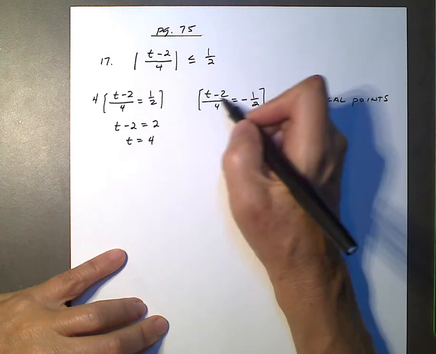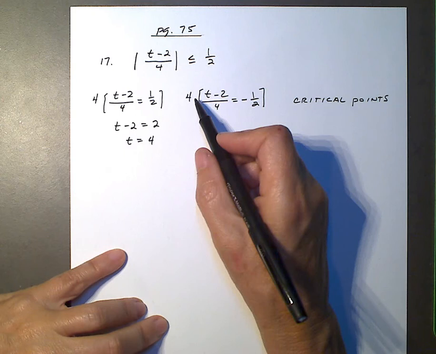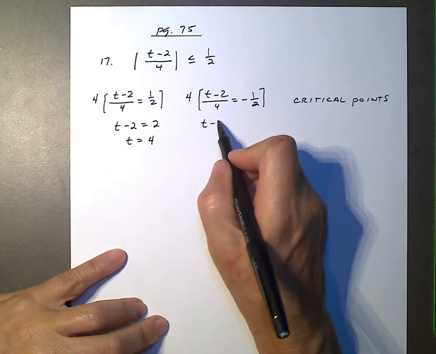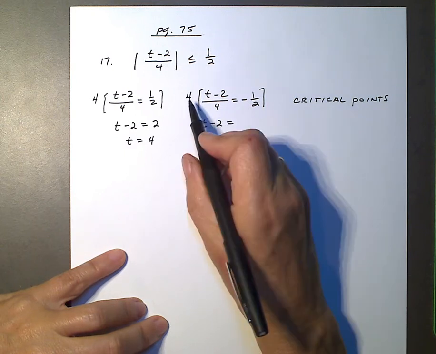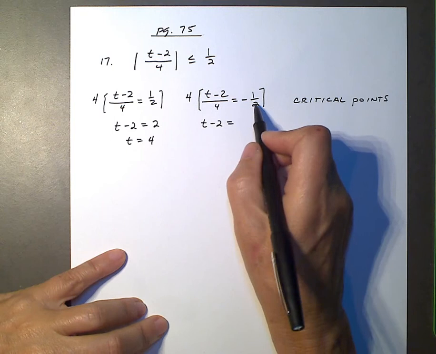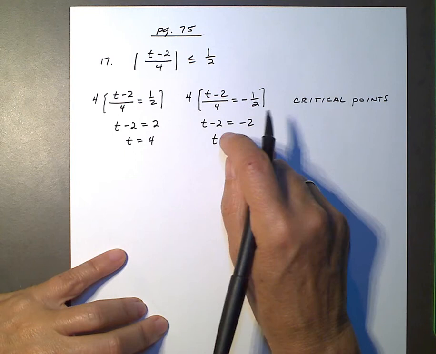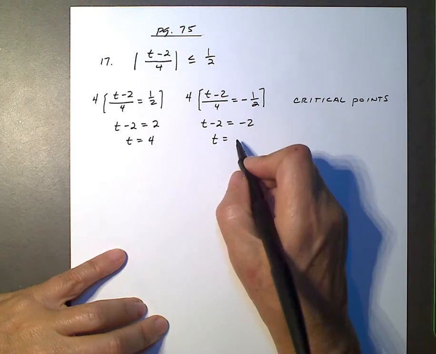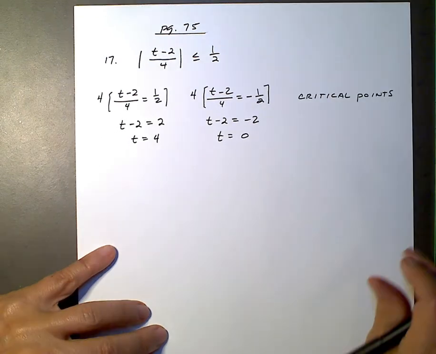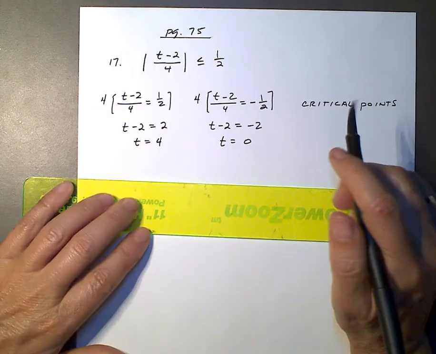I'll clear the fraction. So I will have t minus 2 is equal to 4 divided by 2 is 2 times negative 1, negative 2. So t is equal to, when I add 2 to both sides, I get a 0. So t equals 4 and t equals 0 are the critical points.